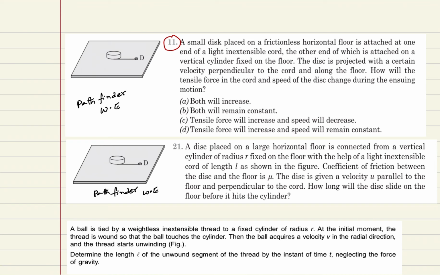First question: this is the 11th question from the work, energy, power chapter, Methods of Work and Energy, from Pathfinder. A question is given like this: a small disc placed on a frictionless horizontal floor is attached at one end of a light inextensible cord, the other end of which is attached to a vertical cylinder fixed on the floor. The disc is projected with a certain velocity perpendicular to the cord and along the floor. How will the tensile force in the cord and the speed of the disc change during the motion?